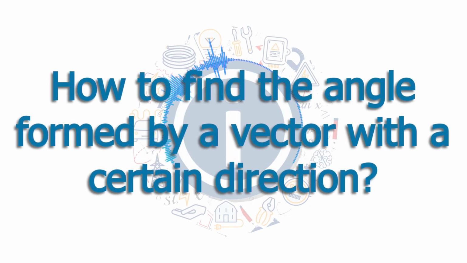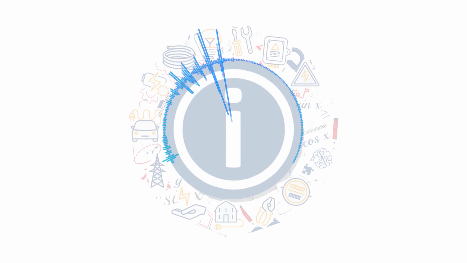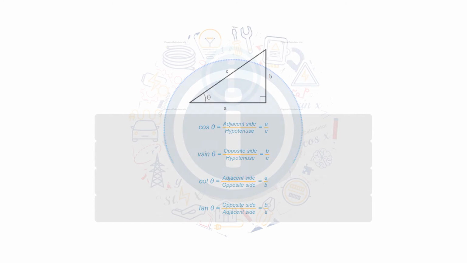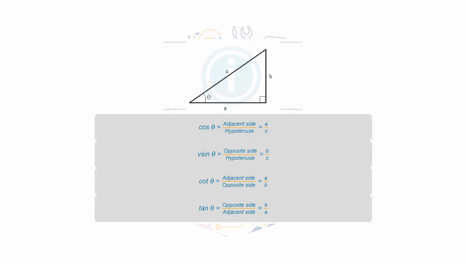How to find the angle formed by a vector with a certain direction? Where theta is the angle formed by the adjacent side and hypotenuse. These rules can also apply in vectors. They help us find the direction of a vector quantity. We simply replace A with Vx, B with Vy, and C with the vector V, whatever it may represent.